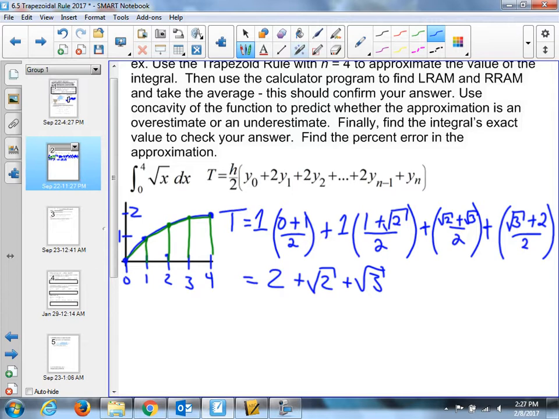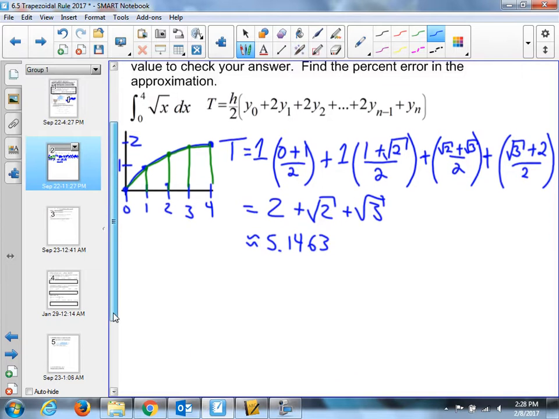If you enter 2 plus root 2 plus root 3, you'll get 5.1463. So it's approximately 5.15. Okay? The exact value, if you used a calculator or if you did the antiderivative, you should be able to do the antiderivative, actually. Actually, let's do this antiderivative because we need the practice.